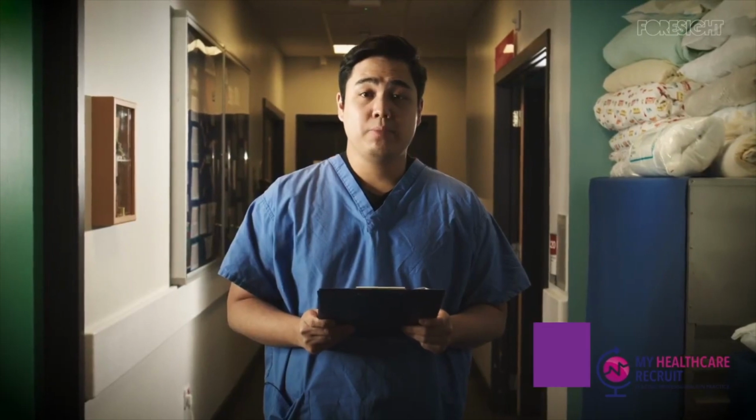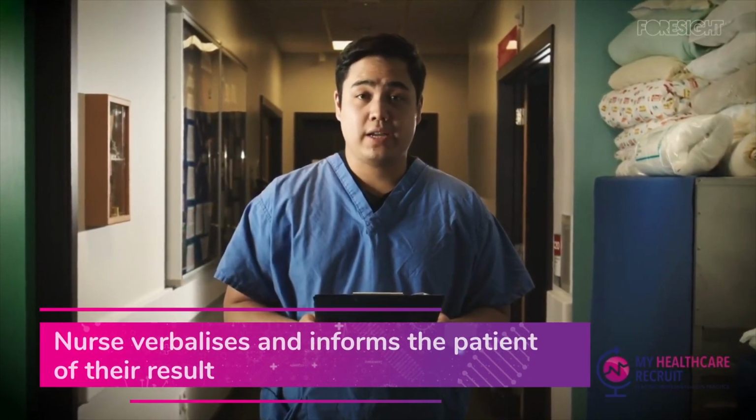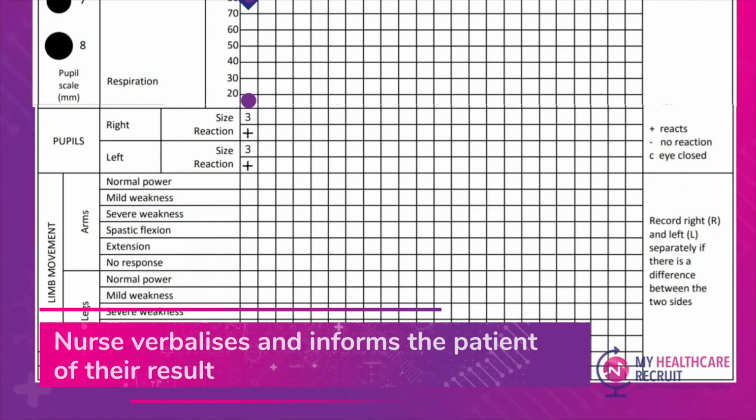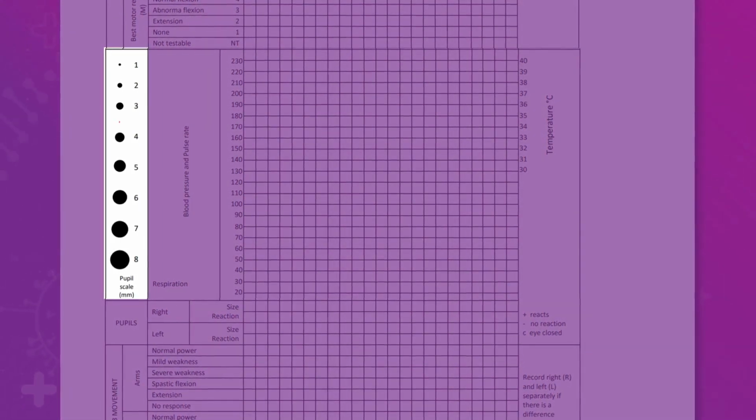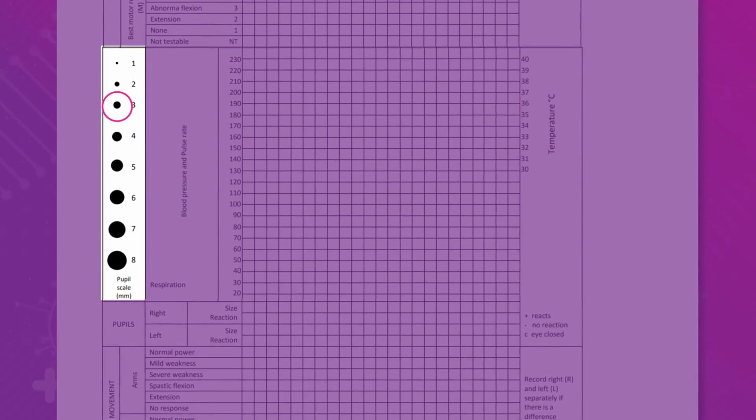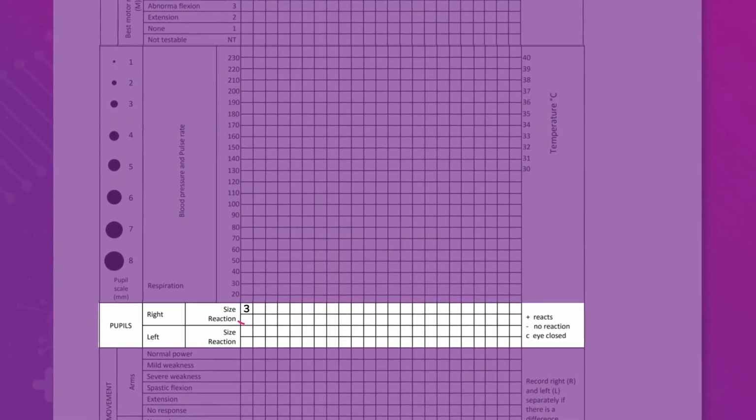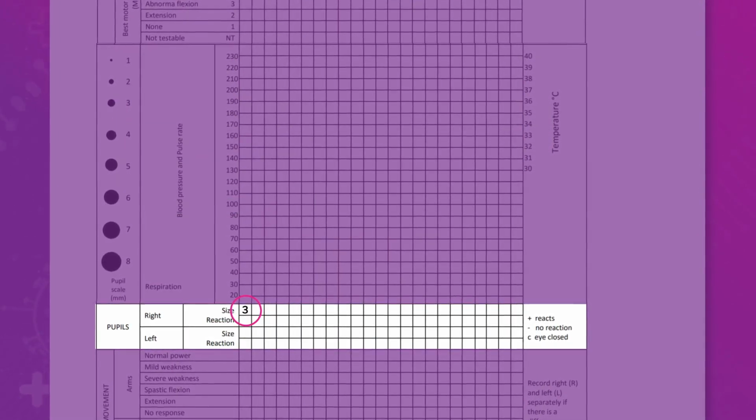I can see that both pupils are equally reactive to light. The size of both pupils is 3. Record the pupil size with a numbered score that relates to the pupil size on the left-hand side of the GCS table. So, for example, if a patient's pupil was 3 mm across, you would put a 3 in the size box.